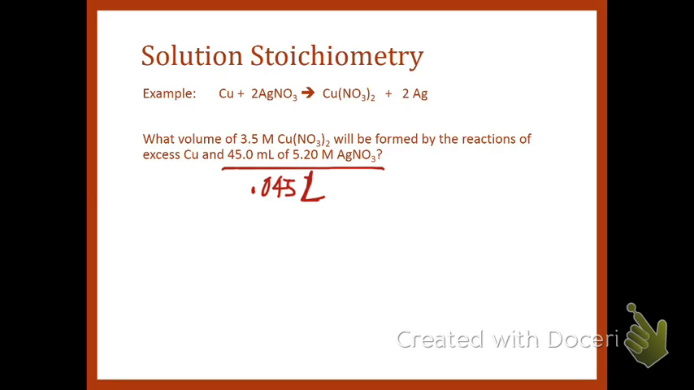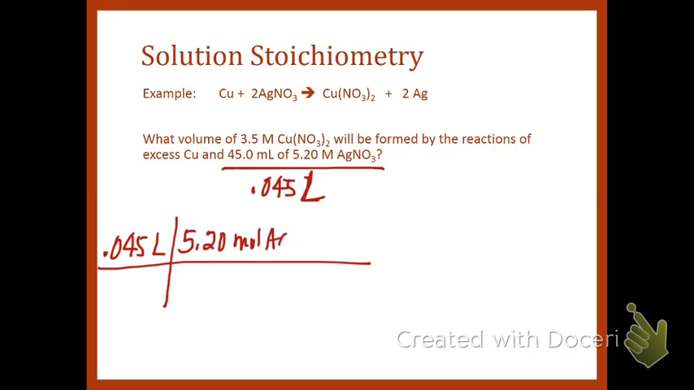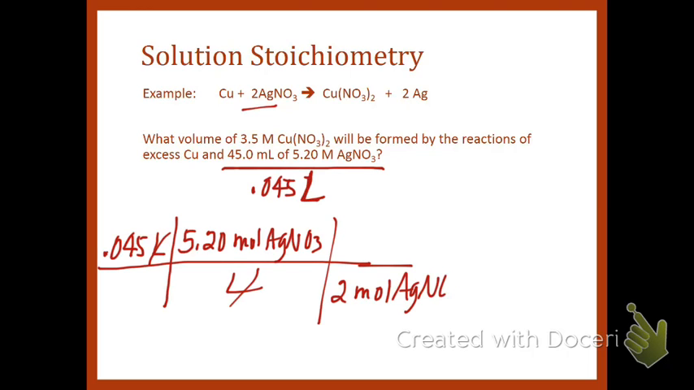Okay, so we're going to start with that. We're going to do volume times molarity. So we'll start with 0.045 liters. Going to multiply by the molarity of 5.20 moles of silver nitrate over liters of solution. So my liters cancel out. Since I'm in moles, I can go to my mole ratio. From the balanced equation, I have 2 moles of silver nitrate. And this time I'm looking for copper 2 nitrate, and I only have 1 mole of that from the balanced equation.